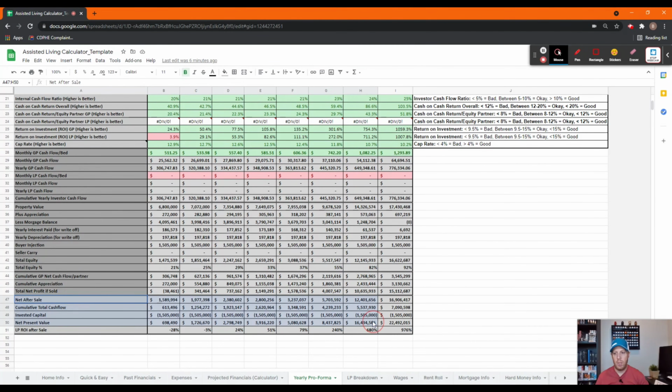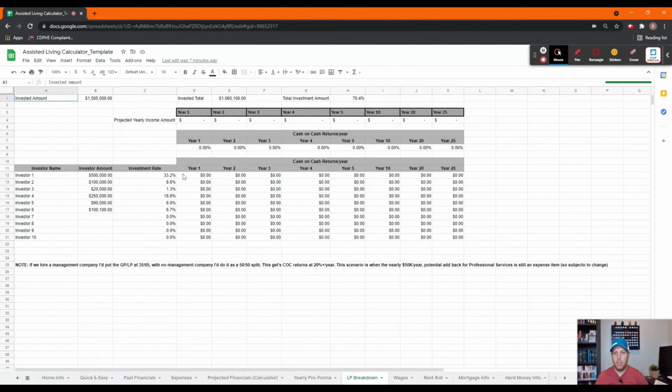So what's your net after sold, your cumulative total cash flow. This is all of the money that you're making there. Your invested capital amount is here so you can see it, and then what your net present value is, and then the LP ROI after a sale. So in this case, you would probably want to wait till after year 3 to sell it, so you can get a full return to your limited partners if you were doing a syndication on this.